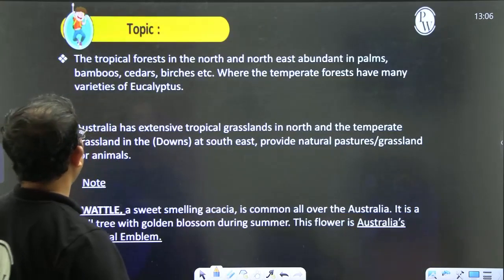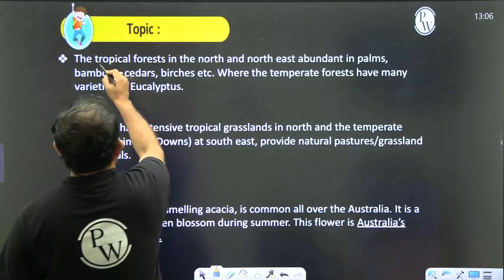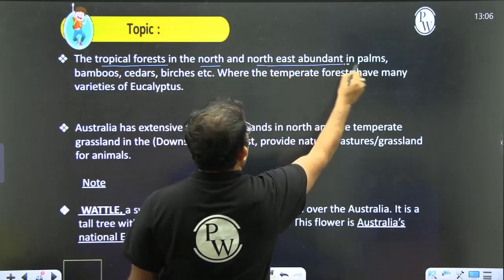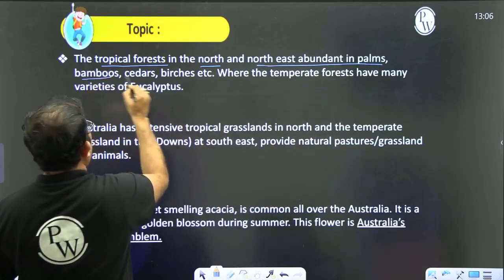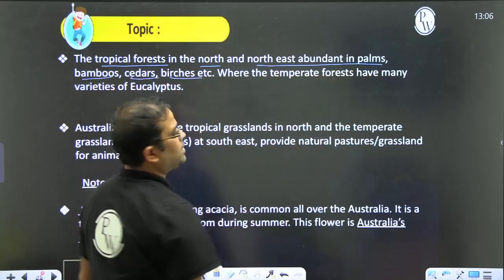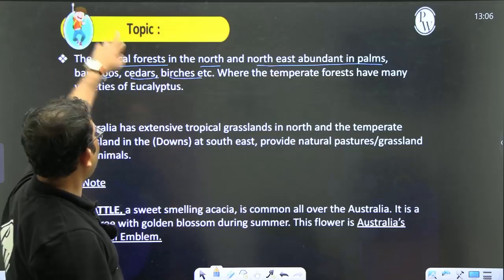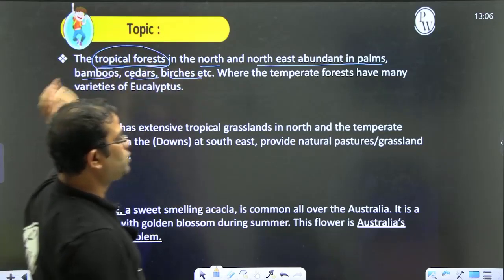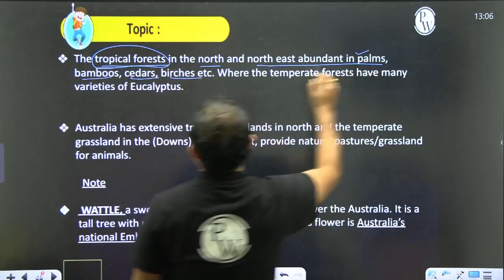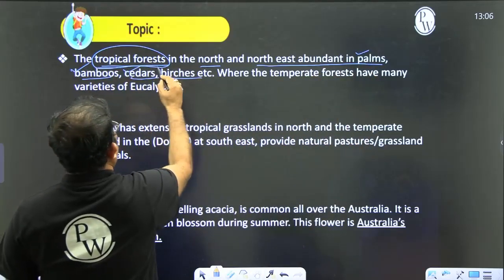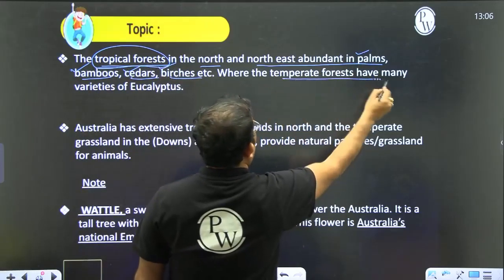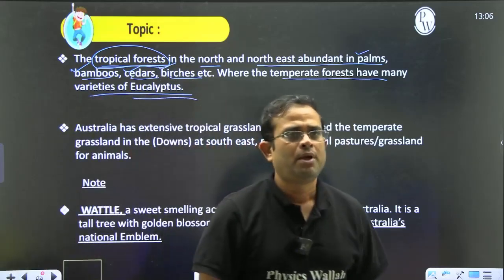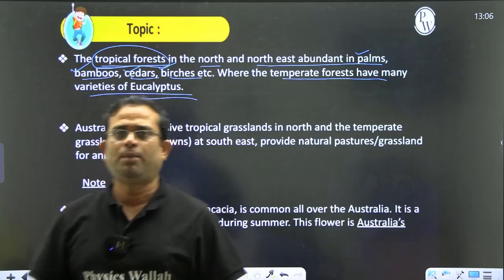Next we'll continue with the tropical forest in the north and northeast, which is abundant in palms, bamboos, cedars and beeches. The temperate forest has many varieties of eucalyptus.